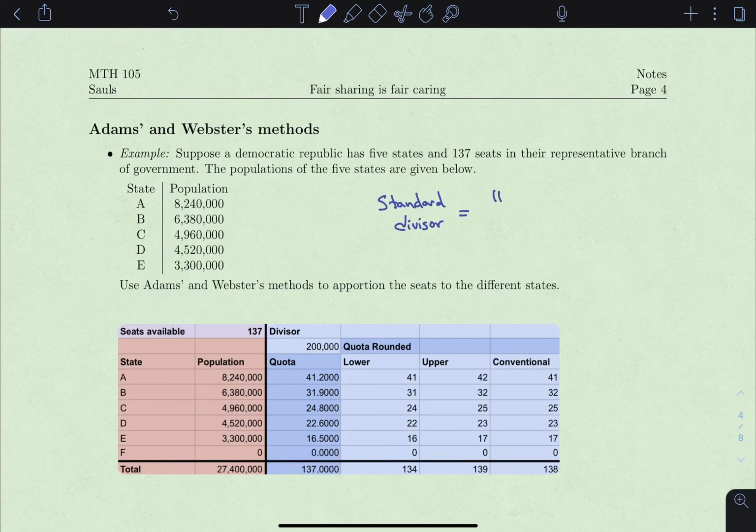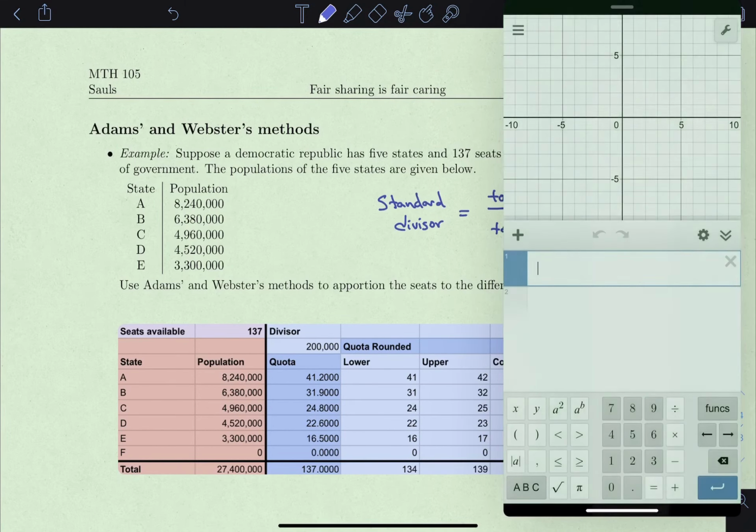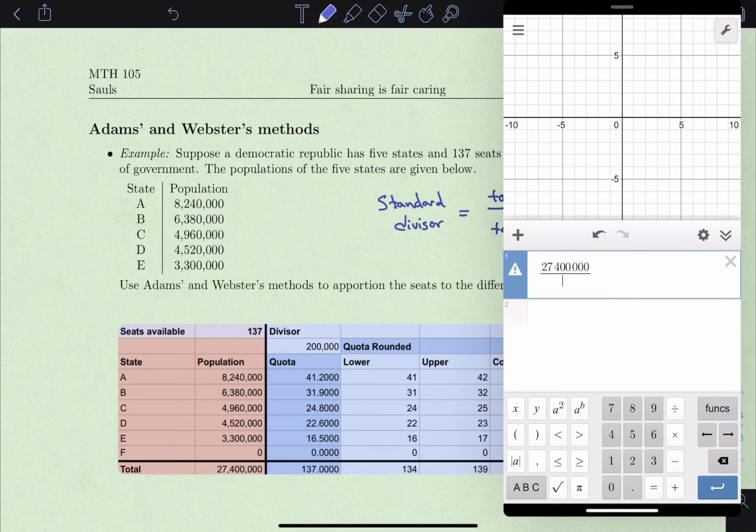is total population divided by total number of seats. Let's see if we can get our calculator going. We have 27,400,000, and we want to divide that by the number of seats, 137, and it is indeed 200,000.